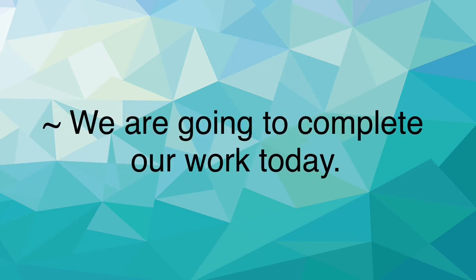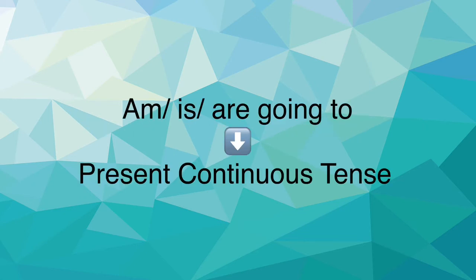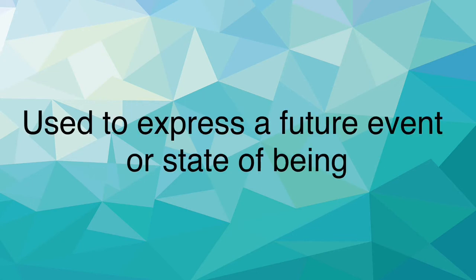We are going to complete our work today. Although the tense used is present continuous tense, I am going to, it's present continuous tense, but it's used to express a future event or a state of being in the future. She is going to, I am going to, they are going to.